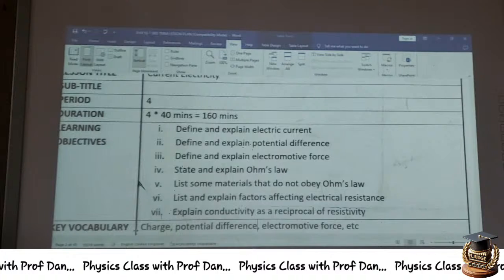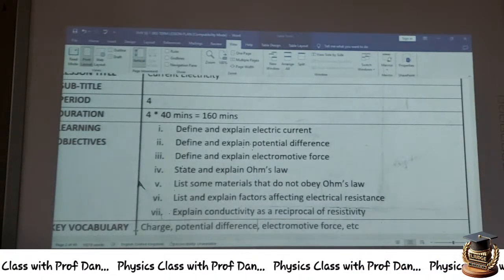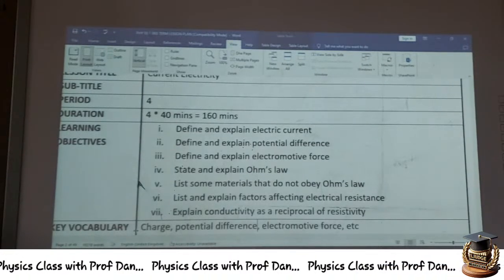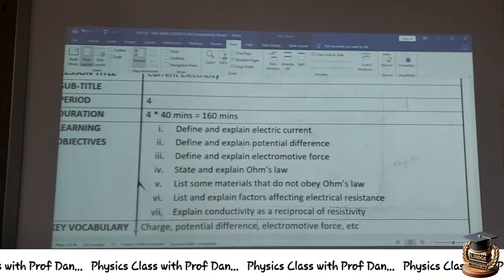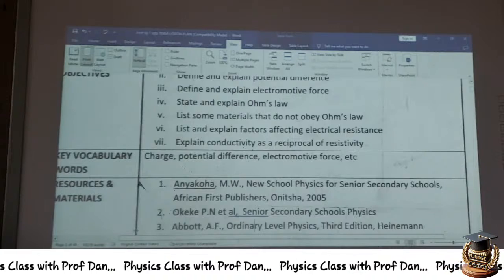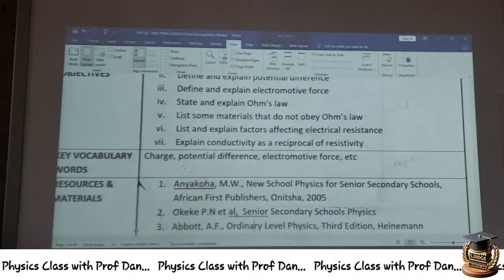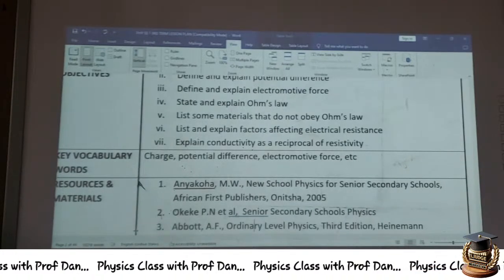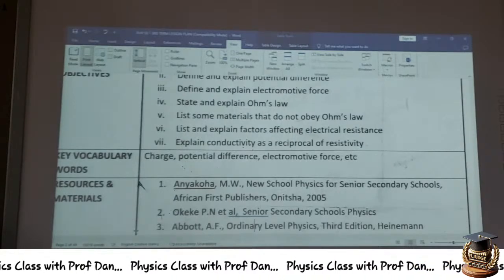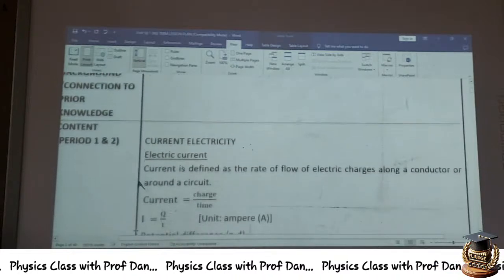List some materials that do not obey Ohm's law. List and explain factors affecting electrical resistance. Also, you have to be able to explain conductivity as a reciprocal of resistivity. Some of the words that we may not be too familiar with, like charge, potential difference, electromotive force, resistivity, conductivity, will be defined in this lesson. So you have to take notes. These are the materials that we use. Okay, let's go to the main topic.